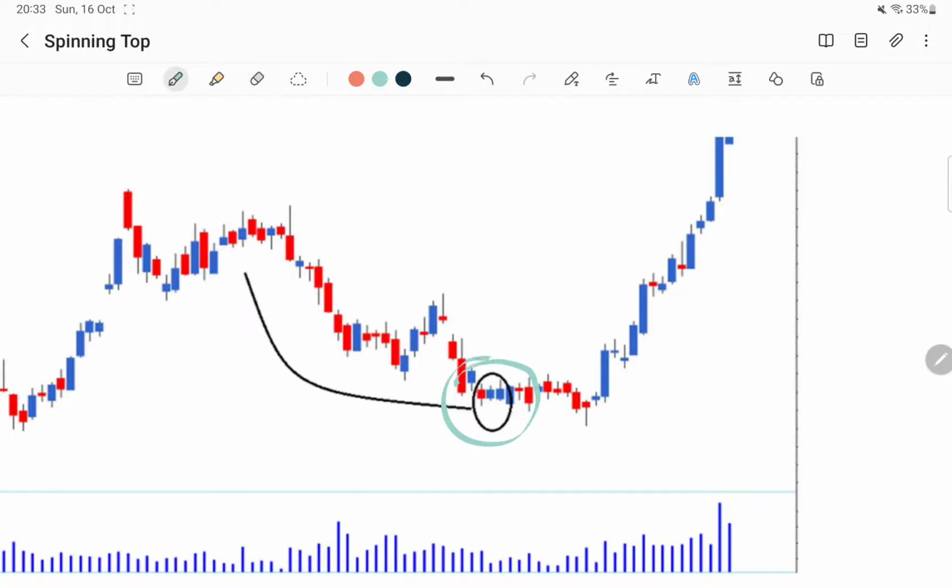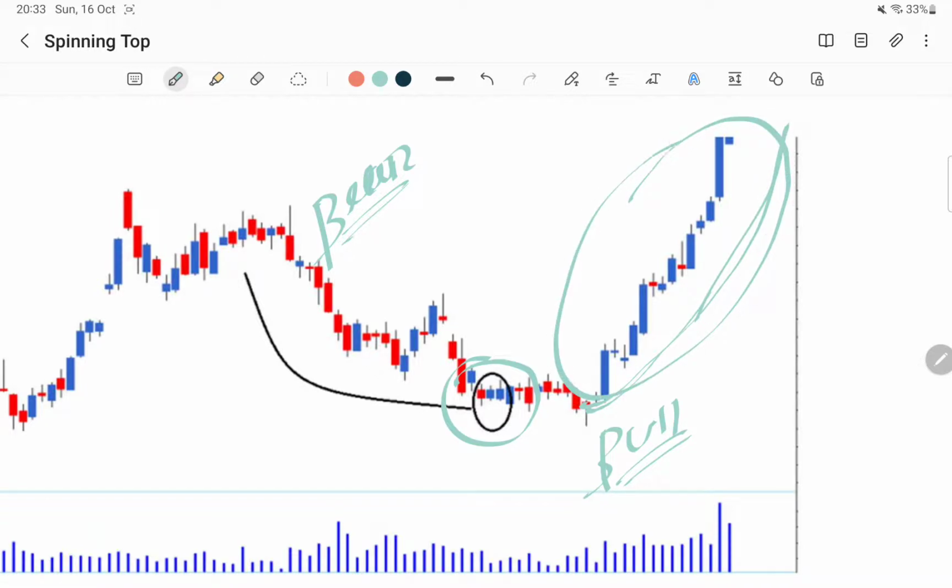So at this particular price point, the bears basically started selling the stock like anything. After this spinning top, in this region, the bulls are trying to take the stock up, and now the bulls have succeeded. You can see a lot of increase in the stock price has happened. So this basically shows the spinning top.